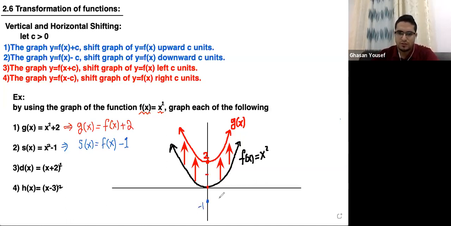Now all the points should be shifted down 1 unit. So the graph for the function is supposed to be like this. All the points shift 1 unit down. So this is the graph of the function s of x.